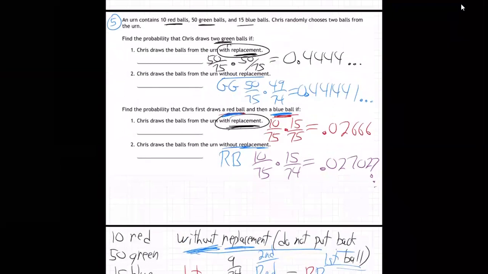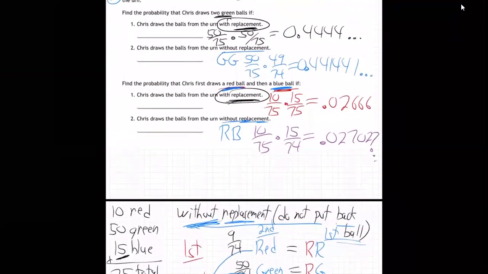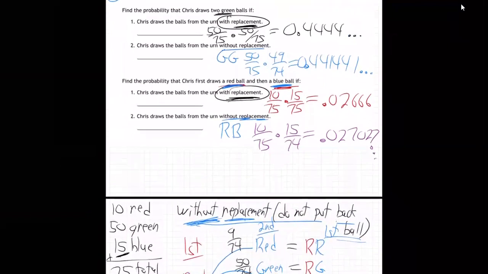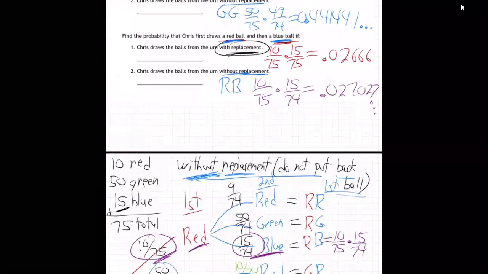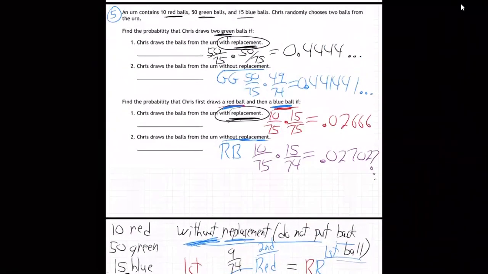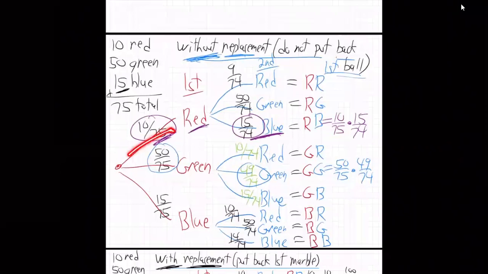So there we go. We answered the questions, we did the two with replacement, number one, and then the without replacement, number two, based on those tables, and then multiply. So always, whenever we go across the table, like red then blue, we multiply those together. There we go.